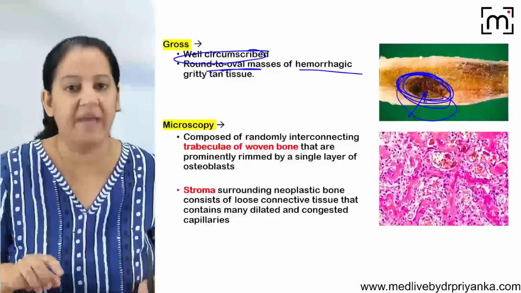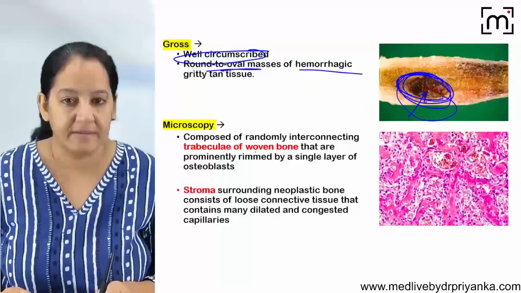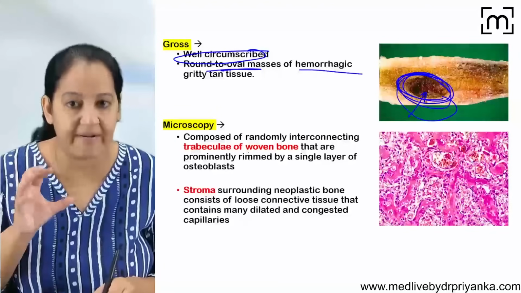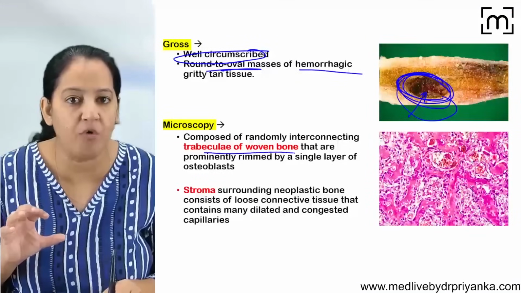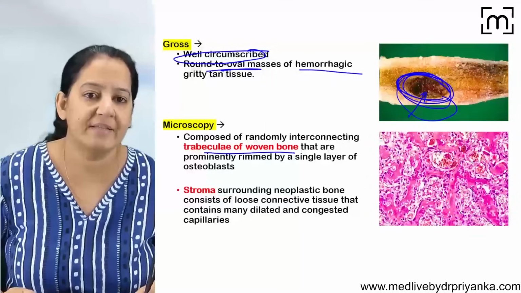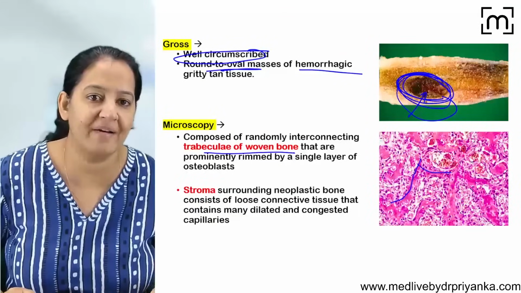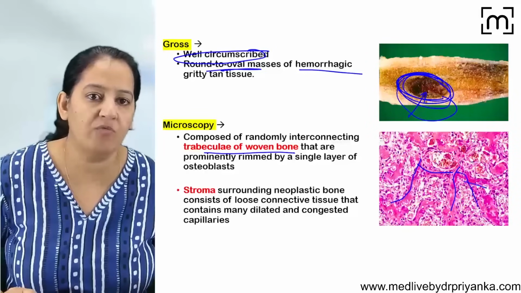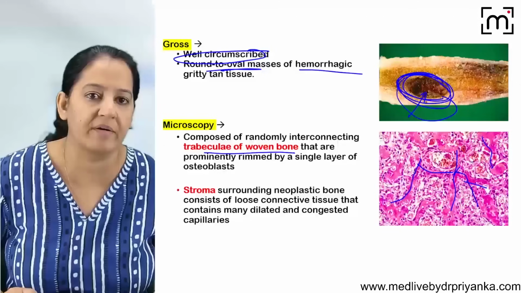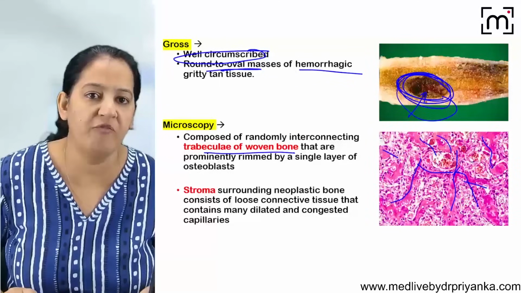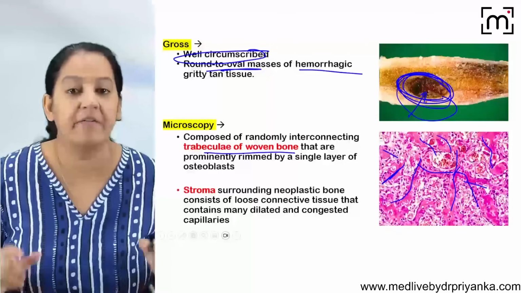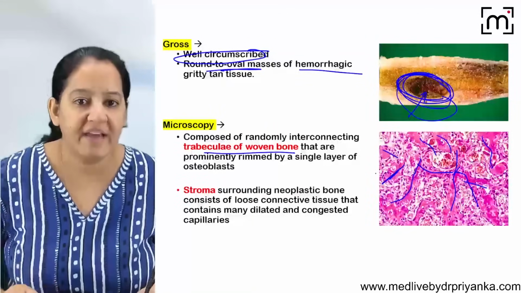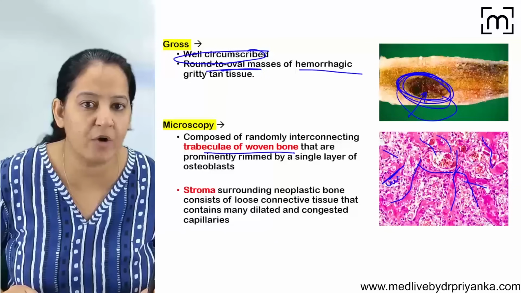Coming on the microscopy. In the microscopy, the tumor cells are arranged in the form of trabeculae of woven bone. You can see this is bone. Appreciate the pink color lace-like thing. This is all woven bone. This is all tumor. The tumor is in the form of woven bone trabeculae. They are lined by a single layer of osteoblast.